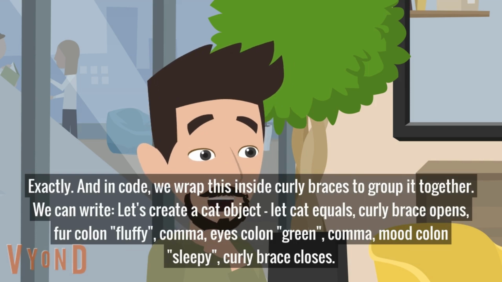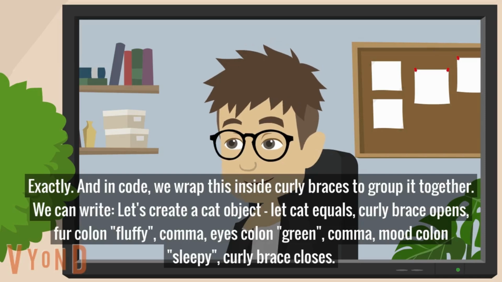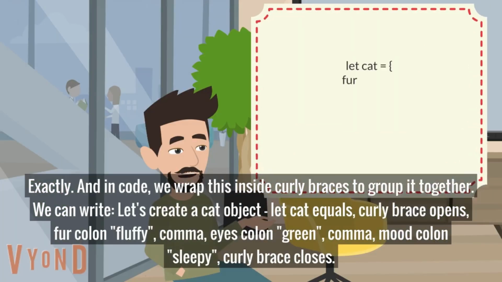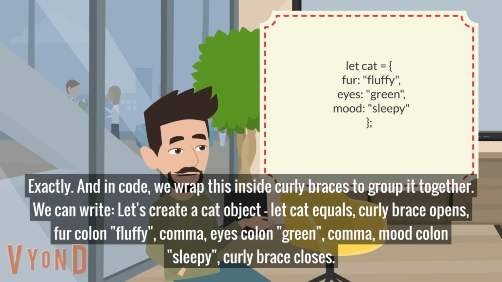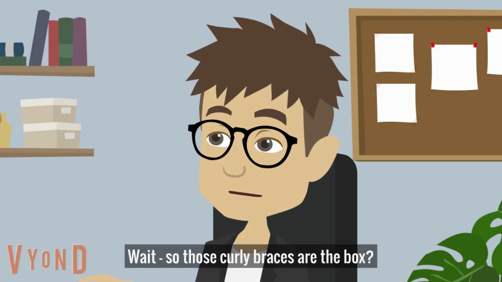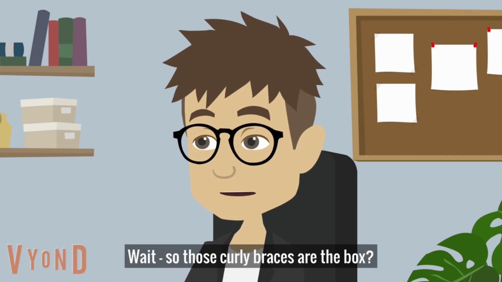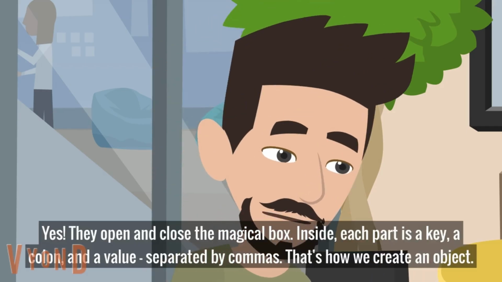Exactly. And in code, we wrap this inside curly braces to group it together. We can write, let's create a cat object. Let cat equals, curly brace opens, fur colon fluffy, comma, eyes colon green, comma, mood colon sleepy, curly brace closes. Wait, so those curly braces are the box? Yes, they open and close a magical box.